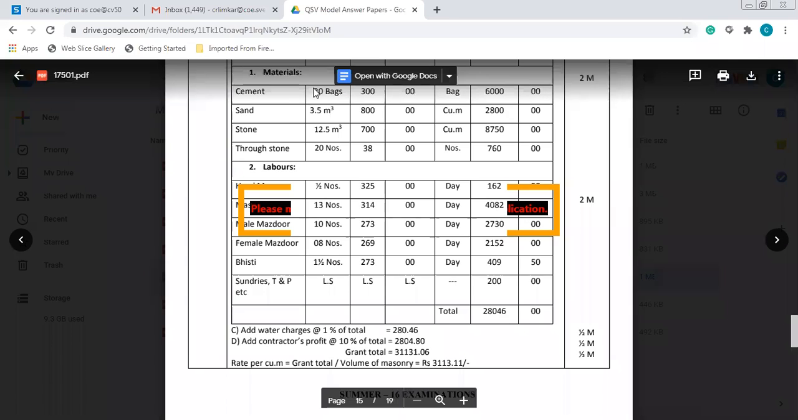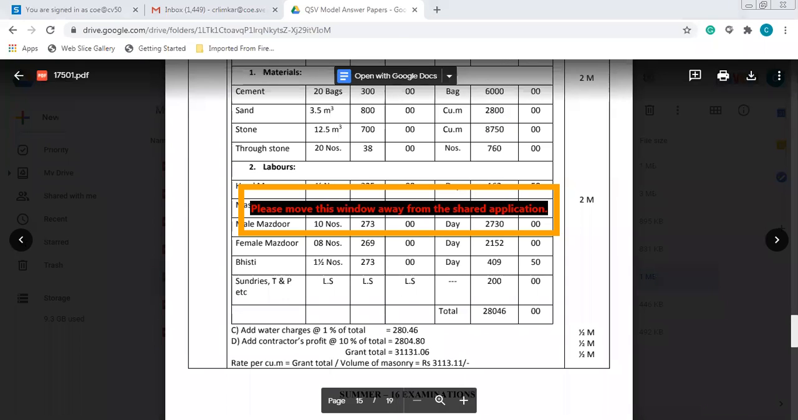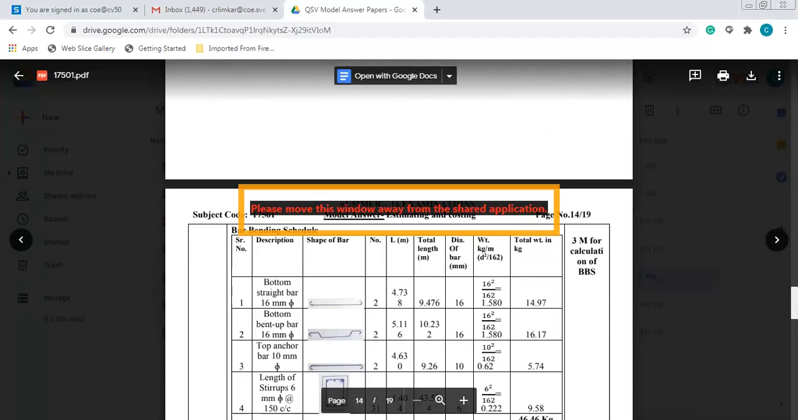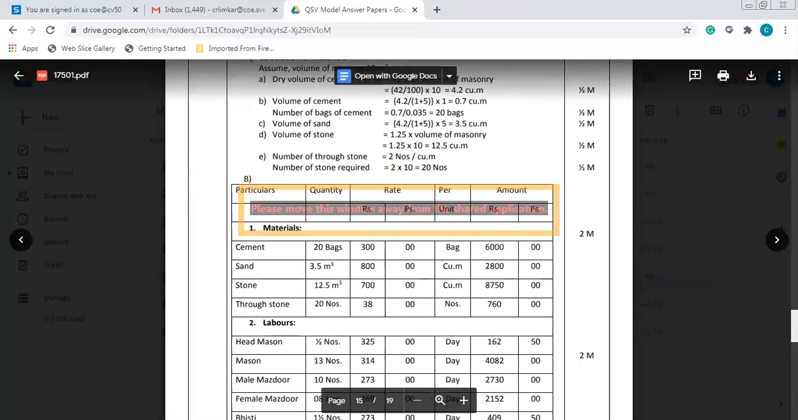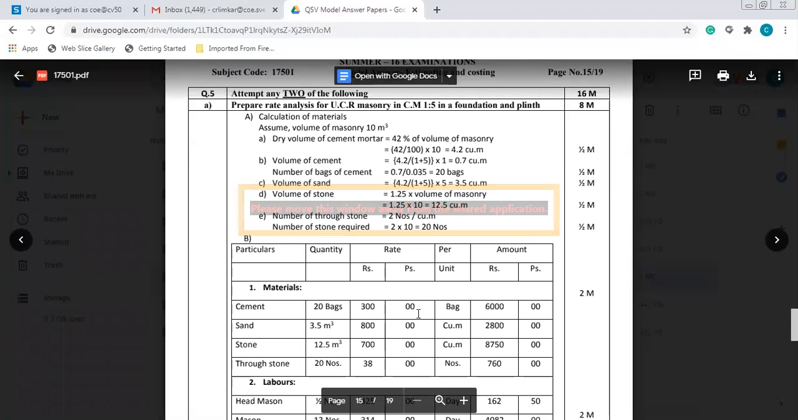Okay, I will give the answer for your queries. Actually, as far as UCR is considered, we are considering it. Just I will go with the problem.